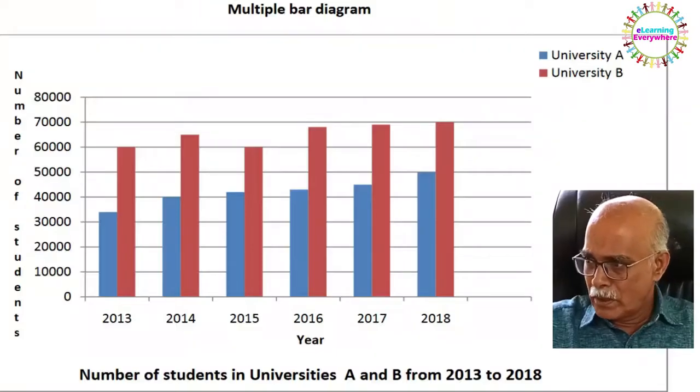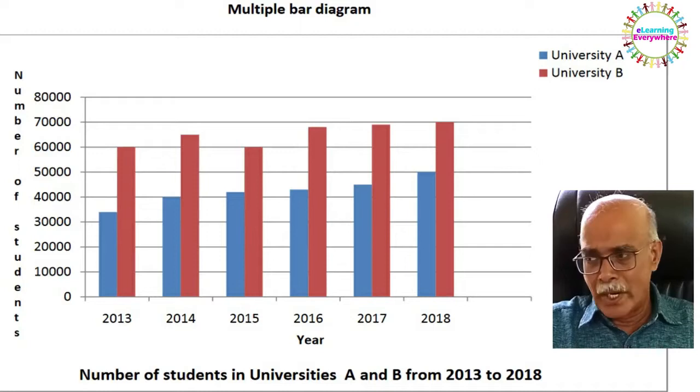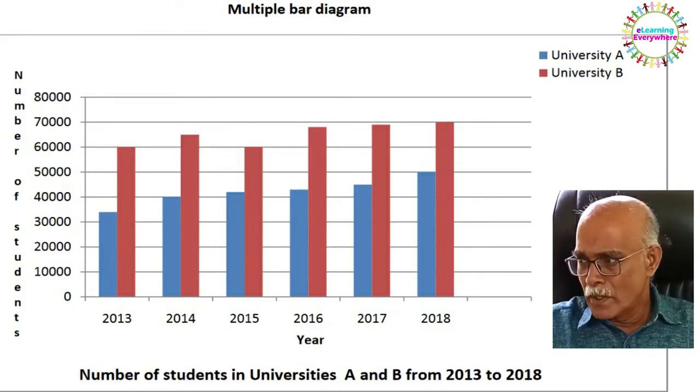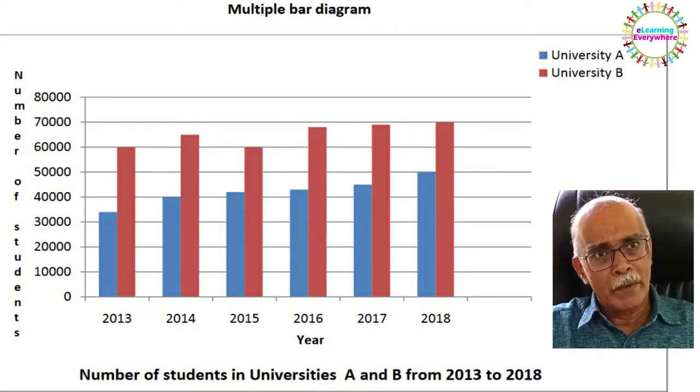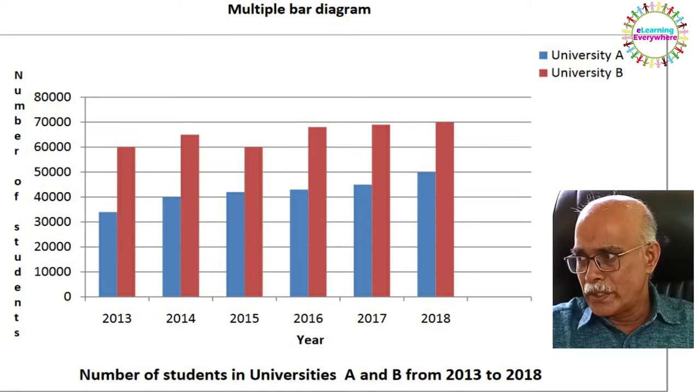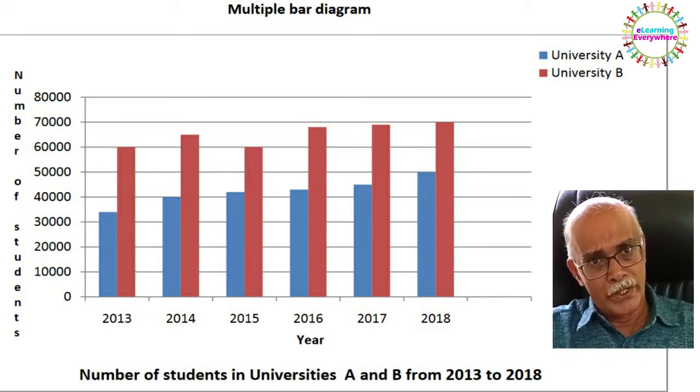And then come multiple bar diagrams. Multiple bar diagrams are bar diagrams in which data from more than one group are represented simultaneously. An example is the number of students who study in a university from a particular year to a particular year. You can make a bar diagram, known as a multiple bar diagram, in which each university is represented by a different shade.